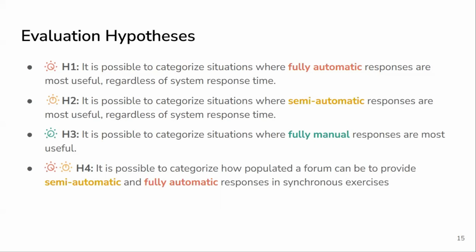We also have another hypothesis building on the fully automatic and semi-automatic versions, which again require the tool to run. Our hypothesis is that it is possible to categorize how populated a form can be in order to provide such a tool with these semi-automatic and automated responses in a synchronous exercise. A lot of times course forms are used asynchronously, but they can also be used for synchronous exercises. For a synchronous exercise, there may be some delay in response time as it processes everything. We're saying here that we can categorize how populated a form can be for the semi-automated and automated responses to not particularly work for that case.